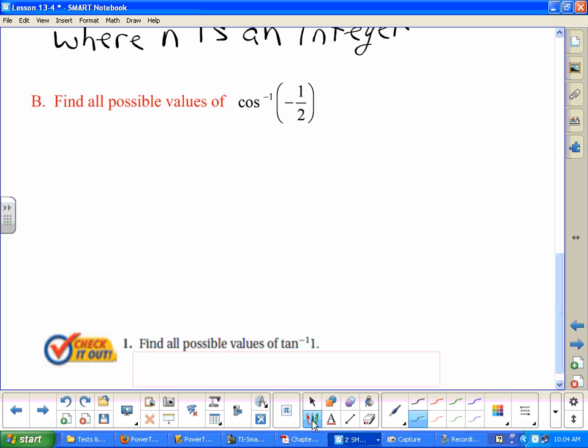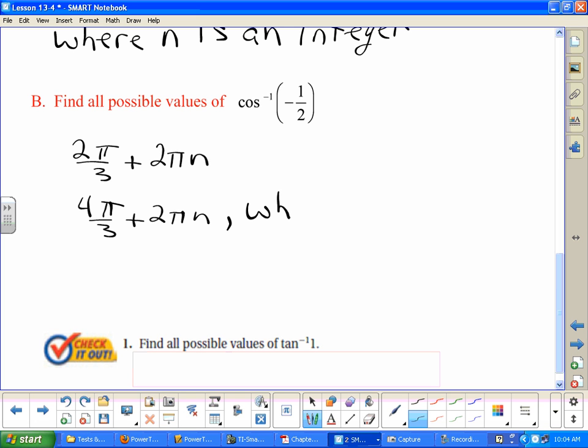So I will say 2 pi over 3 plus 2 pi n and 4 pi over 3 plus 2 pi n. And then you have to say where n is an integer. You have to tell them that, because every time I stop at 2 pi over 3, cosine is negative 1/2. Every time I stop at 4 pi over 3, cosine is negative 1/2, whether I'm going clockwise or counterclockwise around the unit circle.